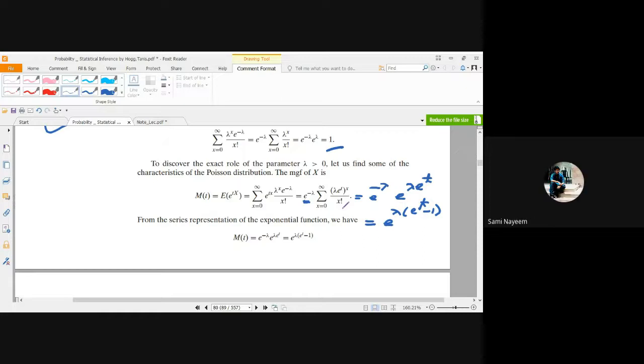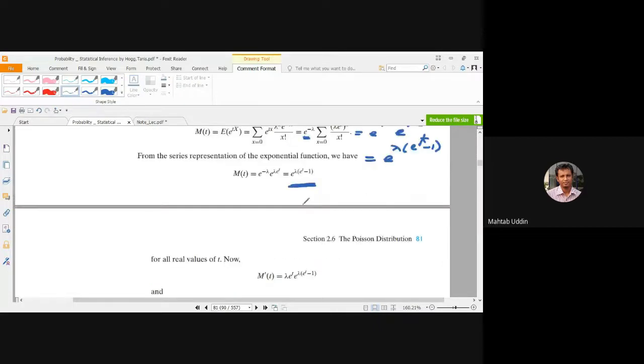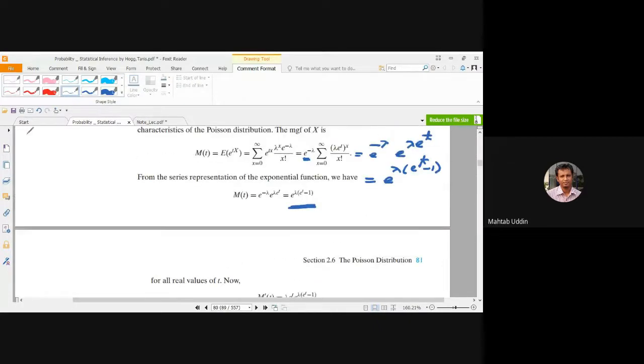Yes, sir. So this is a moment generating function. We'll check whether this is really a moment generating function or not. If we check M(0) equal to e to the power lambda (e to the power 0 minus 1), that is e to the power lambda (1 minus 1). Once again e to the power 0, which is 1. So this is a valid moment generating function.